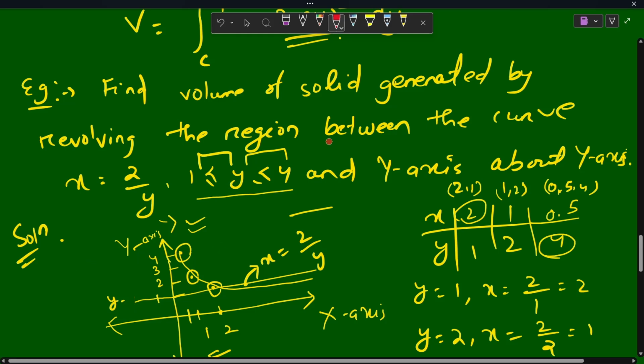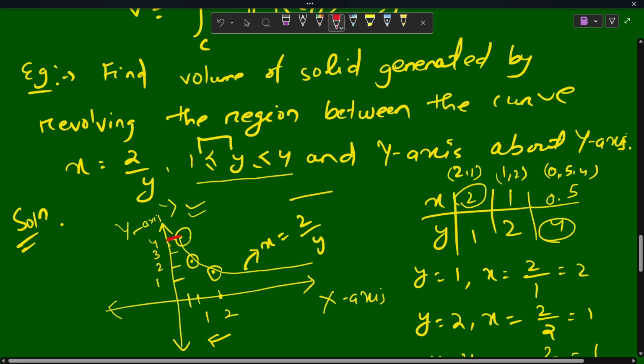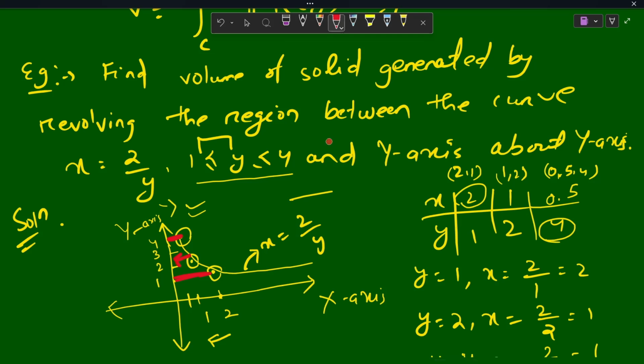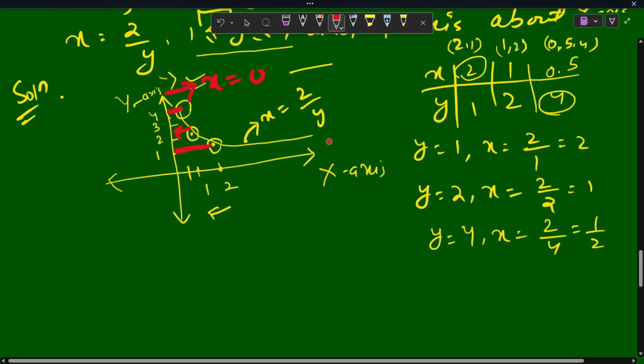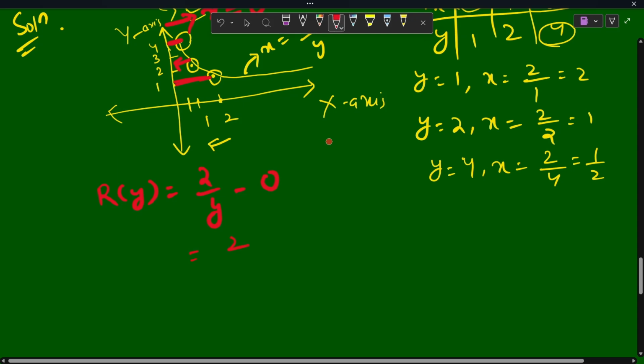Suppose only this much area. This is the region, from here to here, and the curve here is x equal to 2 by y, and the left hand boundary is the y-axis. So the y-axis has the equation x equal to 0. Then what would be the R of y value? R of y would be, from here this curve 2 by y, minus the left hand limit, which is x equal to 0. So the R of y value is 2 by y.